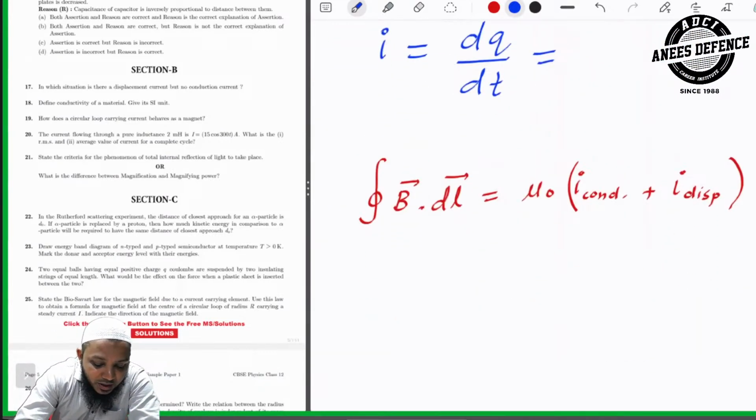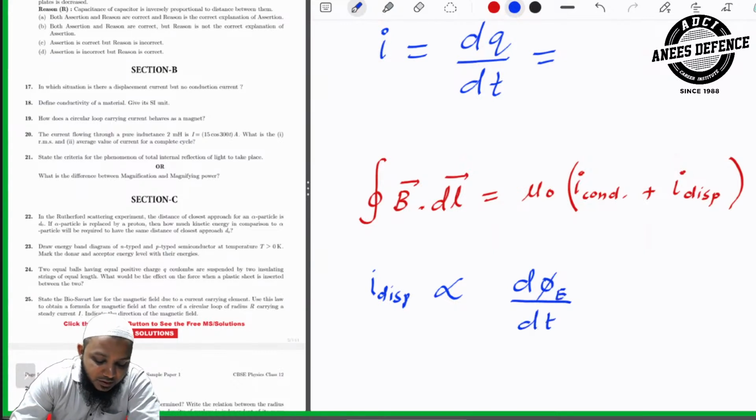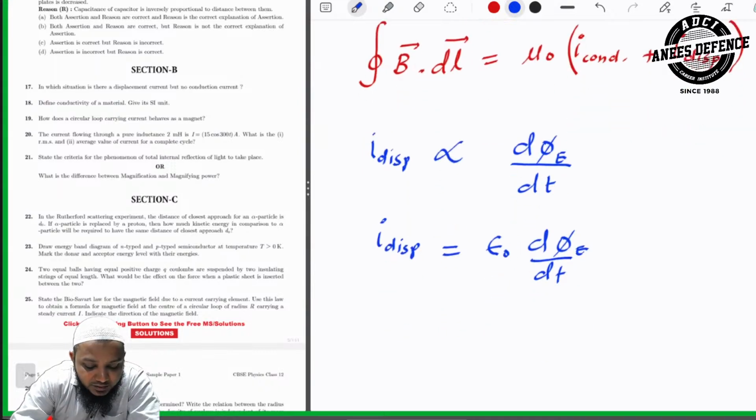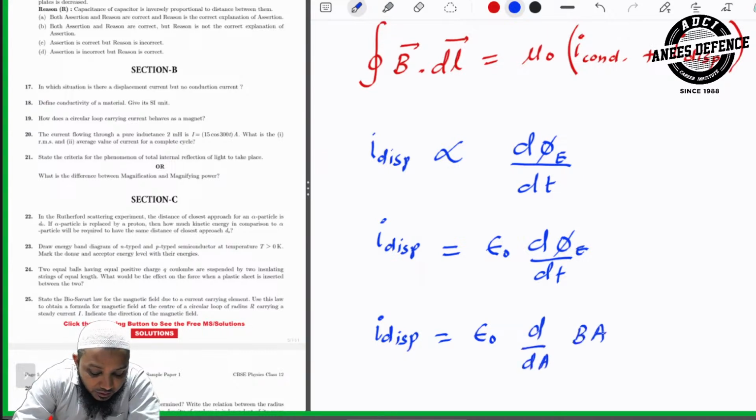Therefore, we conclude that the displacement current is directly proportional to the rate of change of electric flux. So displacement current is equal to some constant times d phi by dt. Now, what is phi? Phi is electric flux. How can we write electric flux? Do you know the formula for electric flux is BA cos theta? Sorry, EA cos theta. Electric flux is EA cos theta.